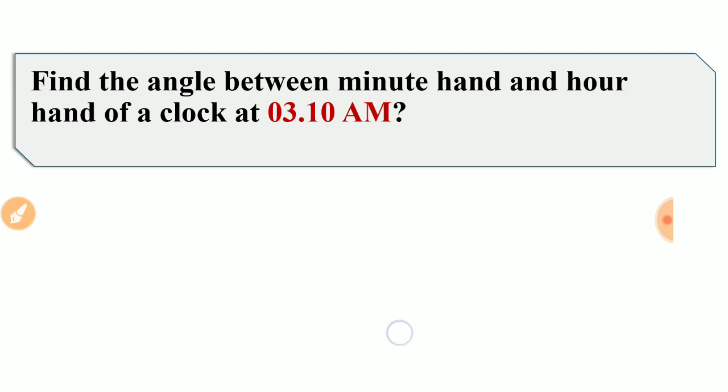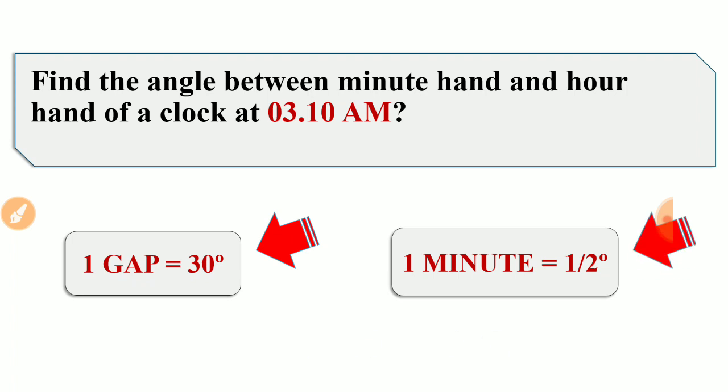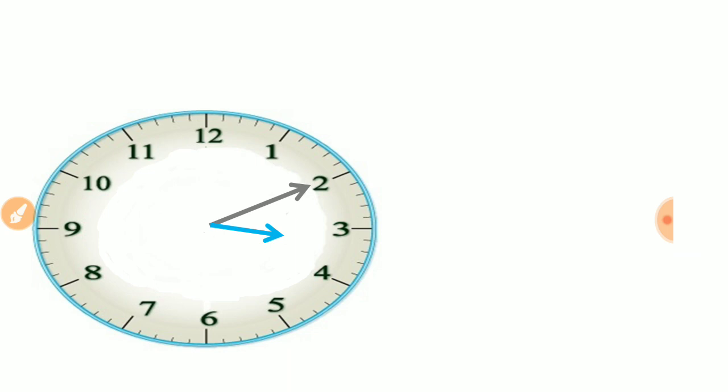So time is 3:10. One gap is equal to 30 degree, we know this, and 1 minute equals half degree, that's also clear for us. So let's start. Time is 3:10, so we definitely know that at 3:10 the hour hand will not be exactly on 3, it is slightly away from 3. And the minute hand will be directly at 2. So the figure dial is correct.